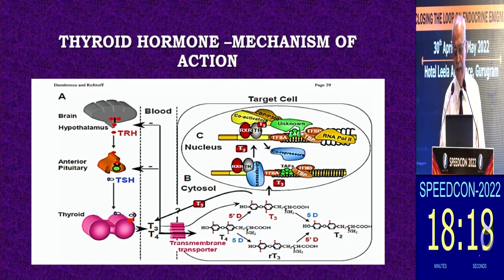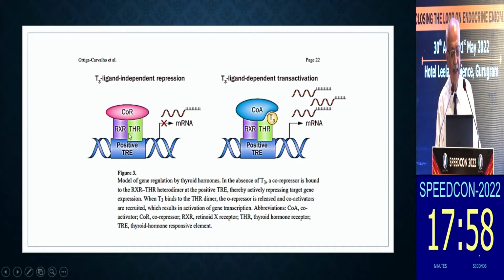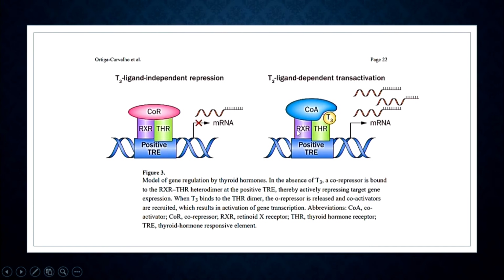Now, T3 is absolutely essential, so T4 is converted to T3, because only T3 can go into the nucleus and act on the thyroid receptors. Once it acts on the thyroid receptors, this happens. This is a diagrammatic representation of the thyroid receptor. It is in conjunction with the retinoid X receptor, and in the absence of T3, co-repressors are recruited which prevent the action on the gene. But when T3 comes in contact with the thyroid receptor, co-activators are recruited and gene transcription takes place.